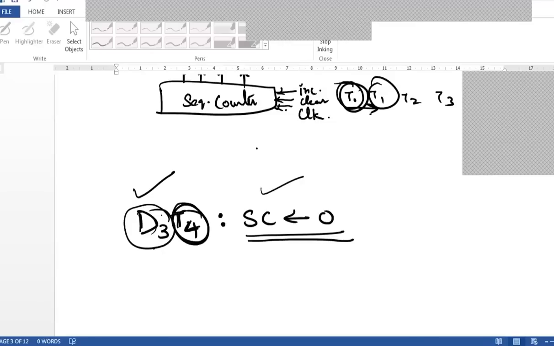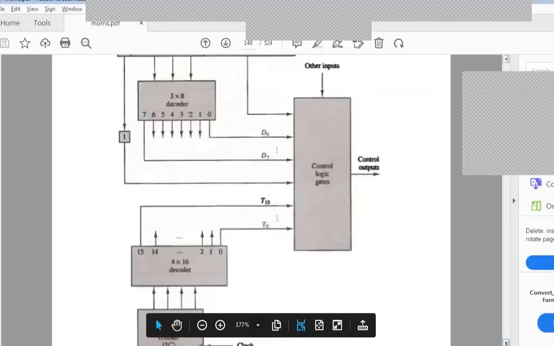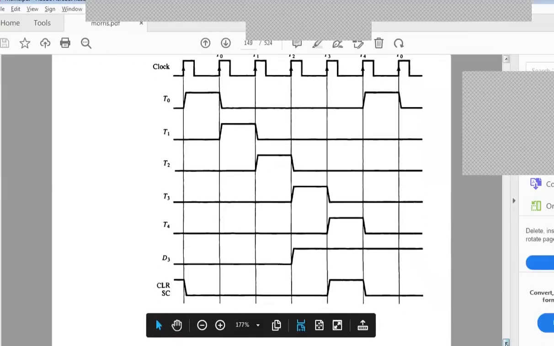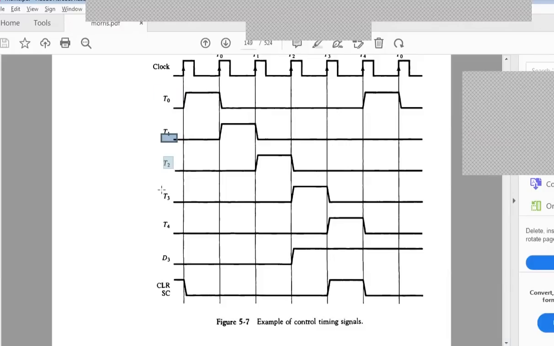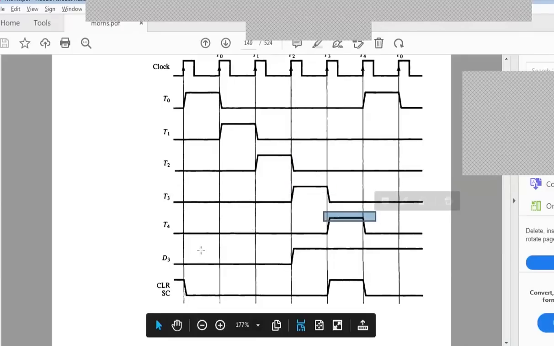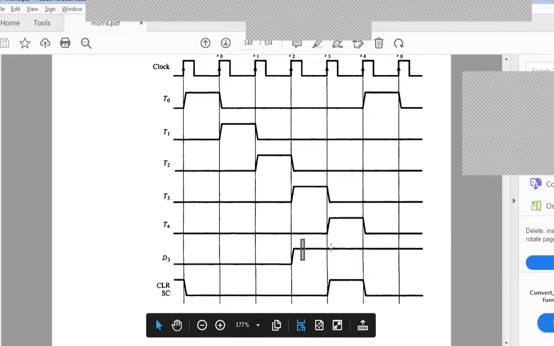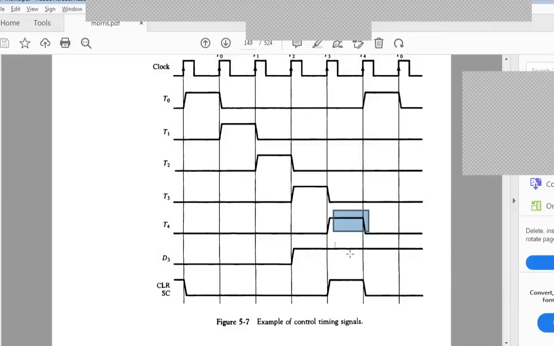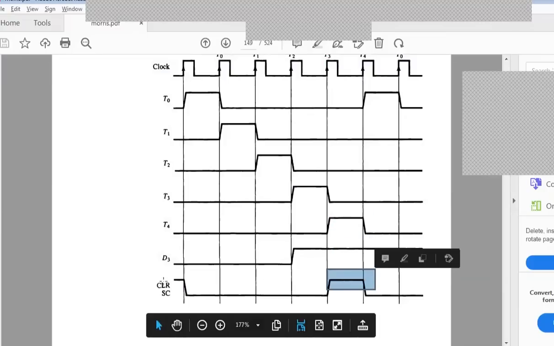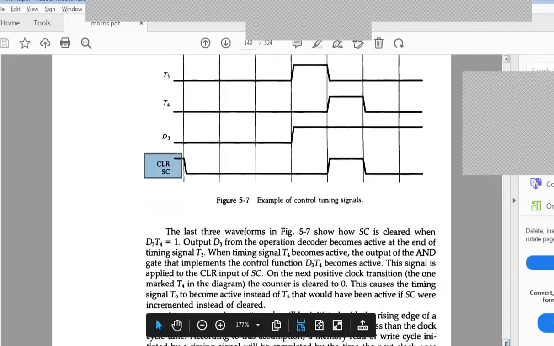Now if I want to represent this using a timing diagram, how can I do that? These are the different timing signals, T0, T1, T2, T3. First T0 will be 1, then T1 will be 1, then T2 would be 1, T3 would be 1. Here T4 would be 1. At this particular time the D3 instruction is not there. But when the value of D3 is 1, both T4 and D3 are 1, high here and high here as well. So at that time, the clear of the sequence counter would be set to 1.